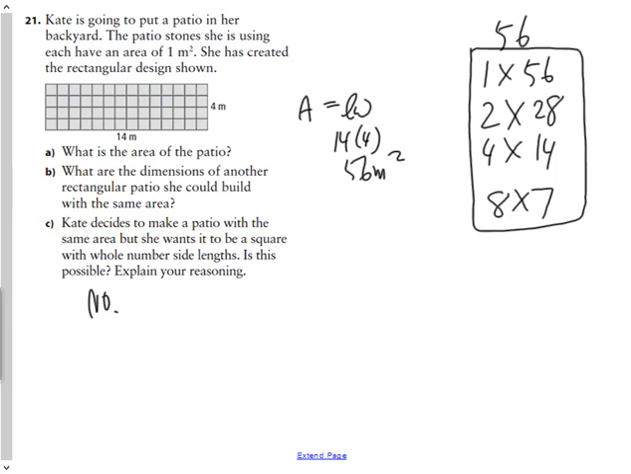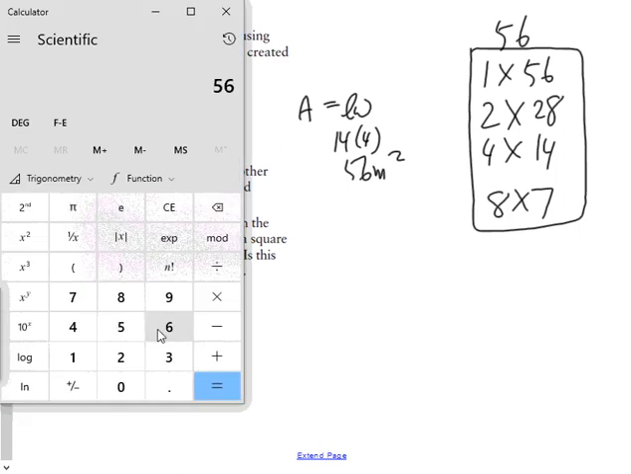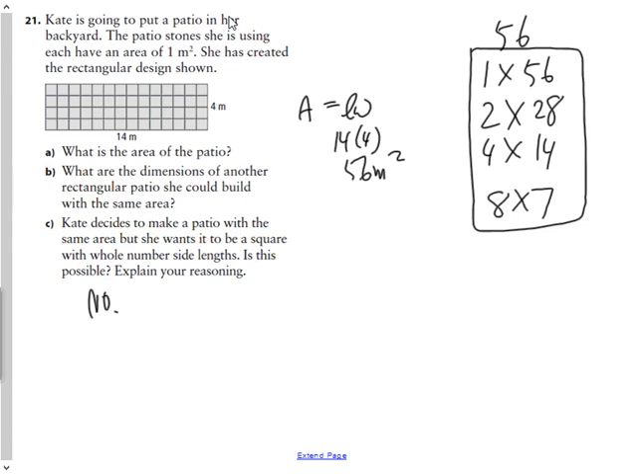She can get pretty close, and I'll show you what I mean. If you took 56 and you square rooted it, you would get 7.5 roughly. So if she was able to cut bricks, she can create one, but it's not exactly 56 square meters. It would always be approximate, but you could make one. It just has to be decimal meters instead of whole numbers.